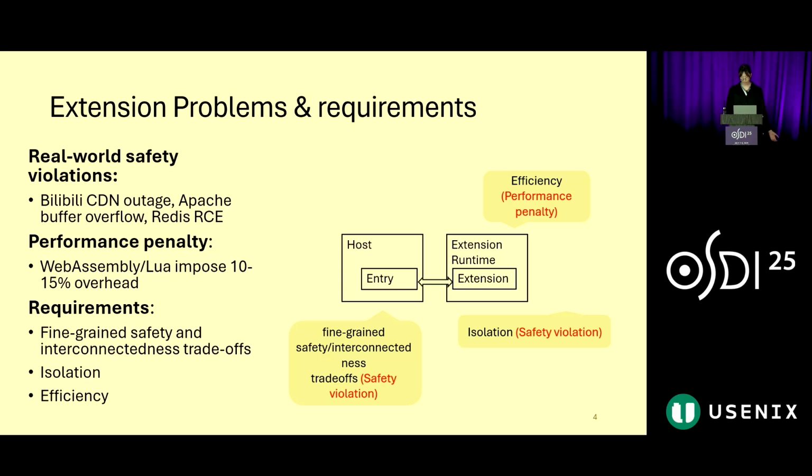Second, extension frameworks need isolation to protect the extension from application bugs and vice versa. We use extensions to provide safety guarantees, so isolation is paramount for correctness. Third, efficiency. Extensions often run on critical paths where every millisecond matters for user experience, so we need them to be fast.